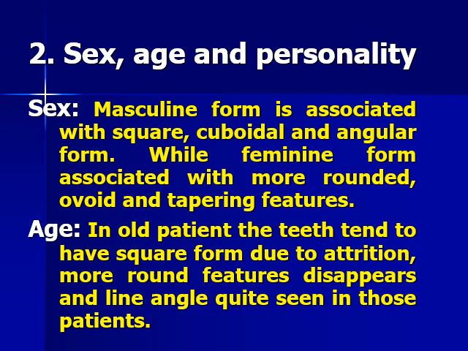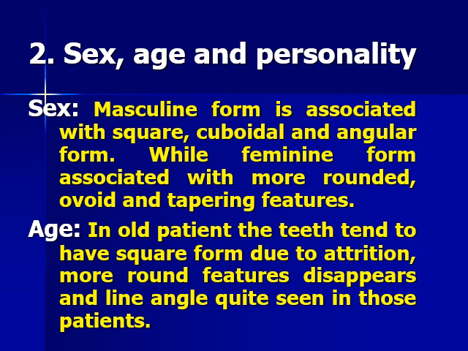In relation to the form of the teeth, sex, for example, a masculine or male patient, is associated with the square, cuboidal, and angular form of the artificial teeth, while the feminine patient should be associated with the more rounded, ovoid, or tapered features of the teeth.